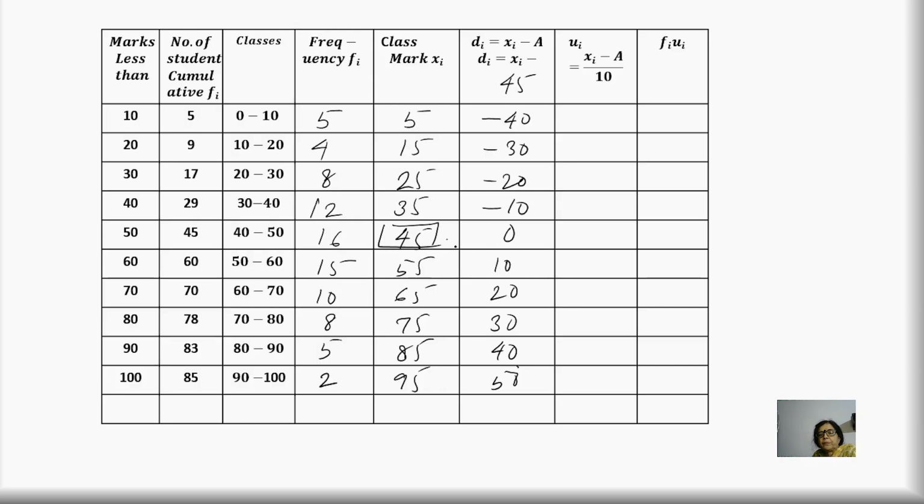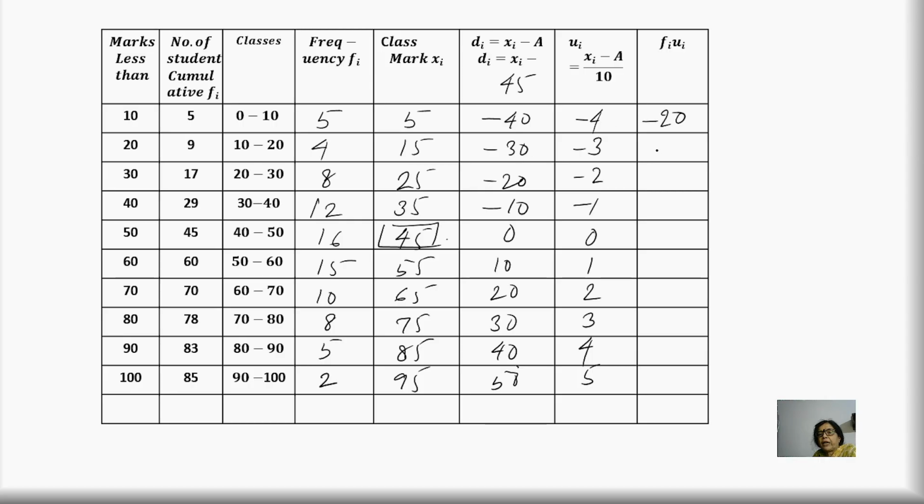So now we get here this divided by 10. That means because the class interval is 10, we get here minus 4, minus 3, minus 2, minus 1, 0, 1, 2, 3, 4 and 5. Now find the products FiUi. So this will give us minus 20.